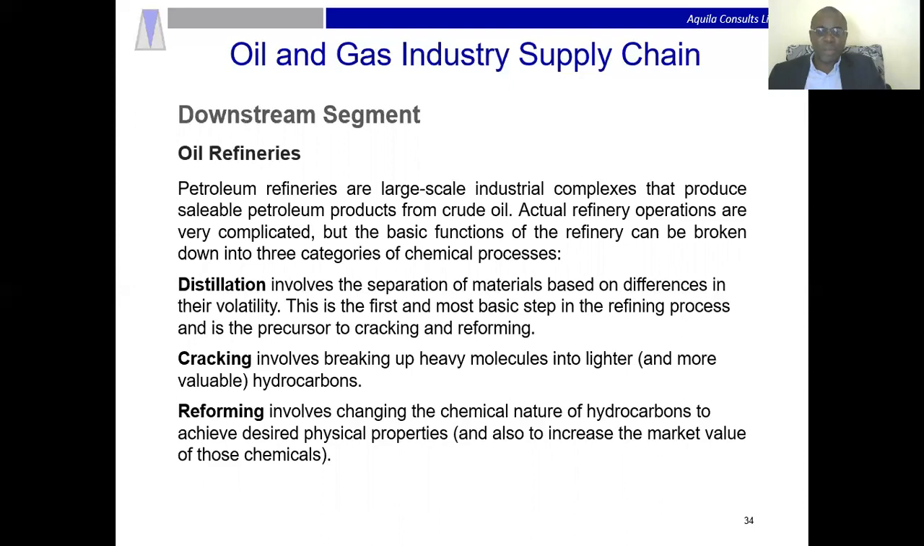So one of the main processes is distillation, which is just the separation of those materials, just based on their volatility. So you just heat the crude oil and you obtain different materials at different boiling points. And this is the first and most basic step in the refining process. So there are some end products you can obtain straight away at this point, but there are some other products that you have to take through the second stage, which is called cracking. So cracking involves breaking up of the heavy molecules into lighter ones. Then you have the third process called reforming, which involves changing the chemical nature of hydrocarbon to achieve desired physical properties and to increase their market value.